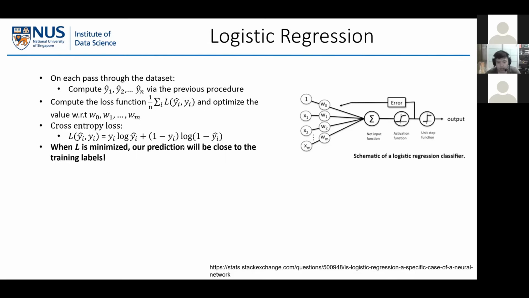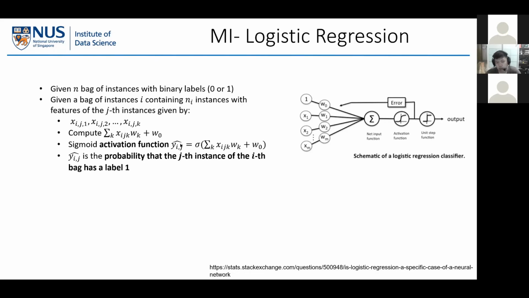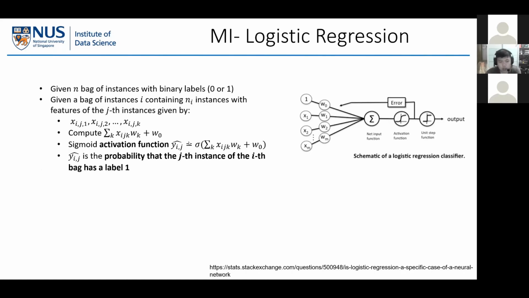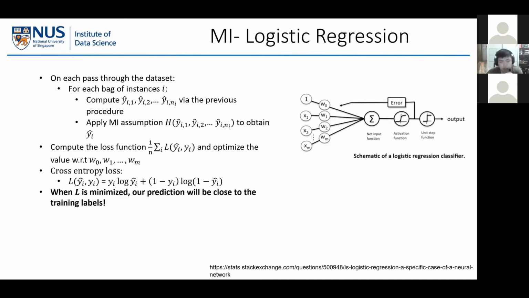But instead of yi hat, which is the probability for one data point, because this is multiple instance learning, we have a probability for each instance inside the bag. So this yij hat is the probability that the jth instance of the ith bag has label 1. So how do we learn the weight parameters in this case? This is basically what we did in lab 2 previously. Because we can initialize any random value for this wk, we can compute yij hat for all instances. So for the bag of instances i, we can compute yi1 hat, yi2 hat, until yini hat. These are the probabilities of each instance in this bag i to have label 1.